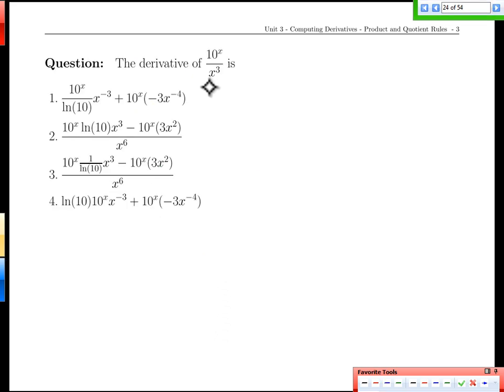So here's a self-checking concept question. Take a look at it, pause the video if you like, and see if you can find the right answer. We'll look at it in a few moments.